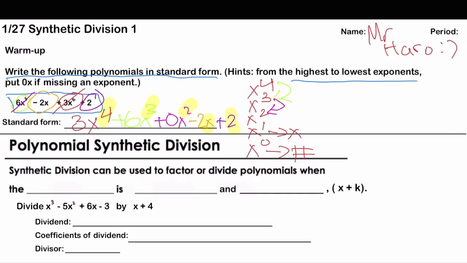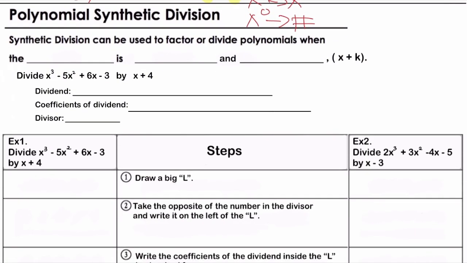Now, that is the end of the warm-up. Let's go on to our notes. So when you are dividing, you have two important terms. The divisor. The divisor is two terms, specifically in synthetic division, and the exponent equals 1. It's going to be in some form like this, x plus or minus some number. Again, keep in mind, x on its own is the same as x to the first power. There's an invisible little 1. And the divisor is what you're dividing your dividend by.